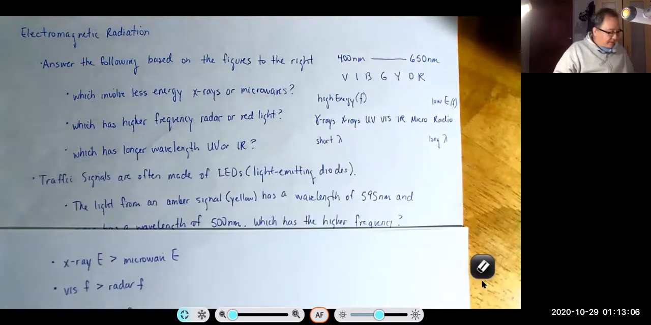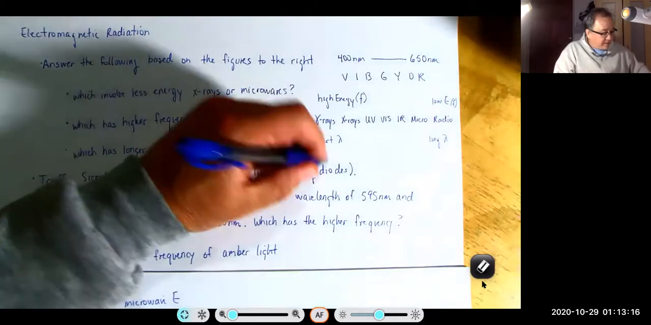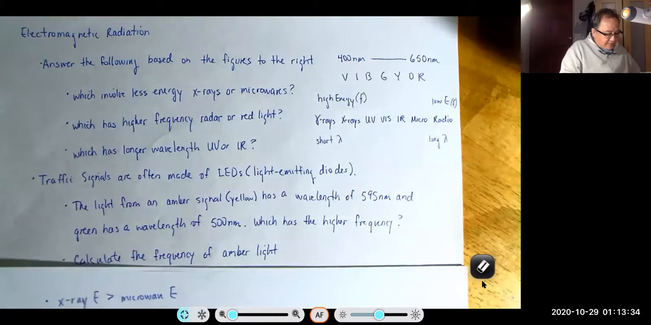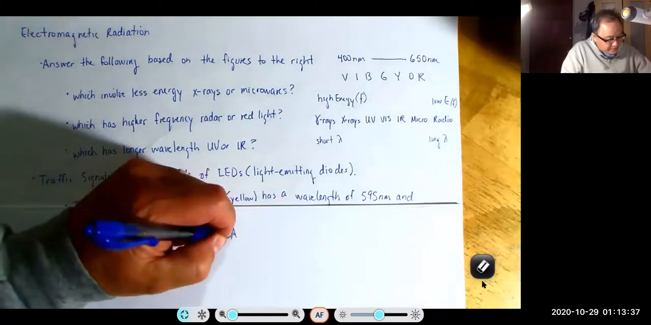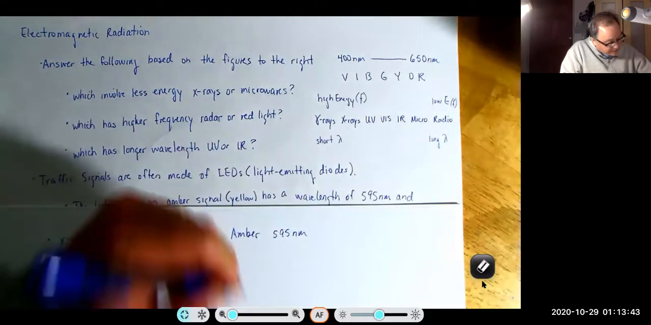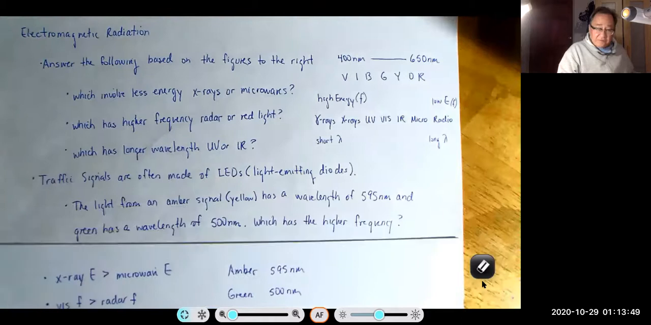All right, now let's take a look at this next one. Traffic signals are often made of LEDs, light emitting diodes. The light from an amber signal or a yellow signal has a wavelength of about 595 nanometers, and green has a wavelength of 500 nanometers. Which has a higher frequency, and then calculate the frequency of amber light. Okay, so when we take a look at the numbers here, amber is 595 nanometers, and green is 500 nanometers. And we're asked which one has higher frequency.